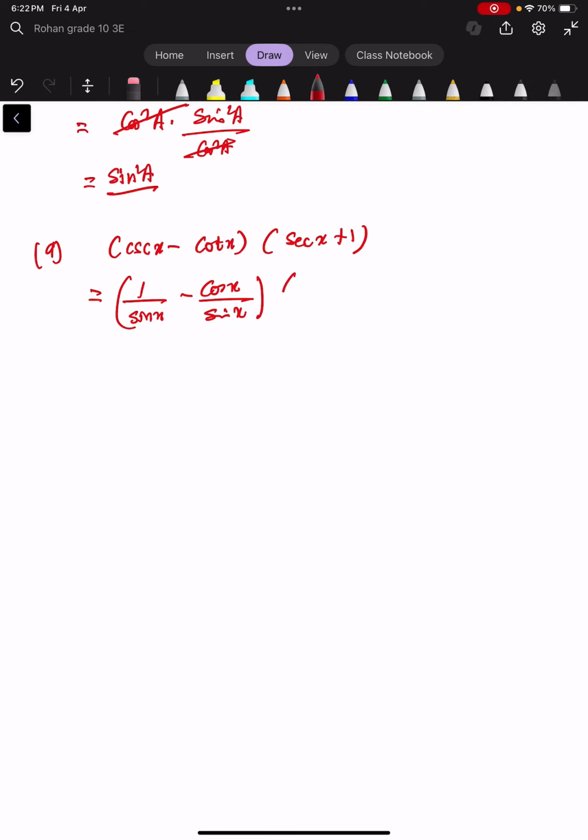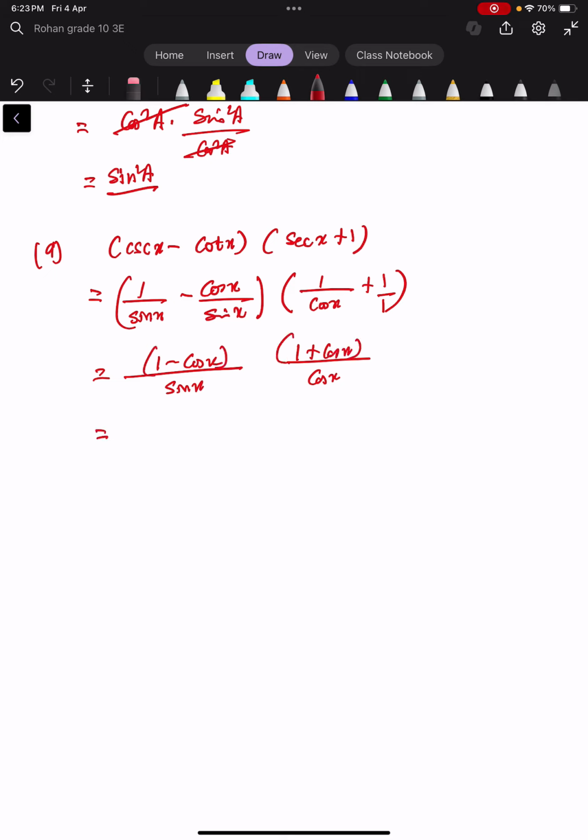Sec is 1 over cos, 1 over cos plus 1. Basically everything you convert into sine and cos. That's the main building block. Always, never tan. LCM is sin x for the first bracket, 1 minus cos x over sin x, and LCM cos x for the second, so that's 1 plus cos x over cos x.